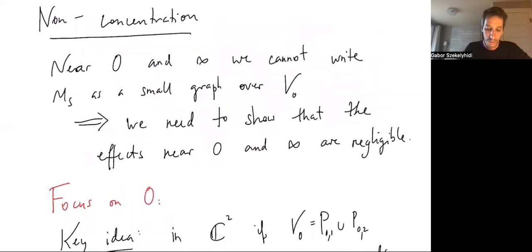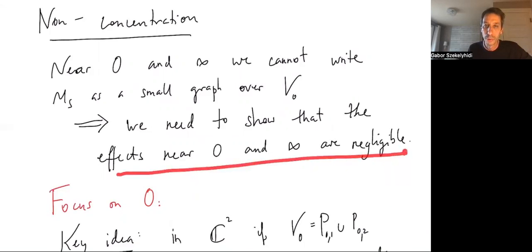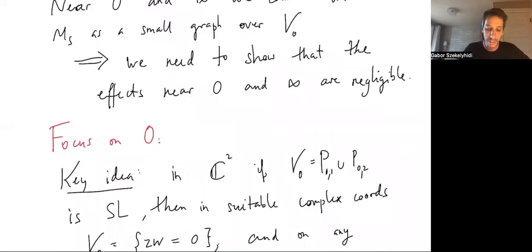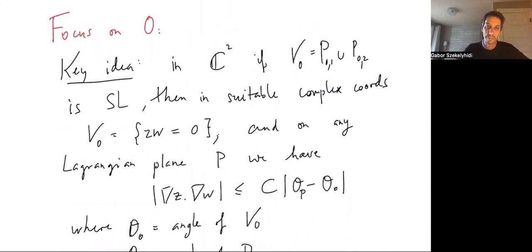Okay, so what you want to do to overcome this is to prove a non-concentration result. This would mean that even though near zero the linearized problem may not model the solution very well, you want to show that all these effects near zero are negligible, and the same thing at infinity. So you want to show that the behavior of the flow does not concentrate near zero and infinity. As I said, infinity is a slightly easier question, so let me focus on what happens near zero.